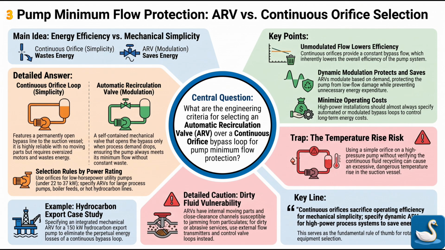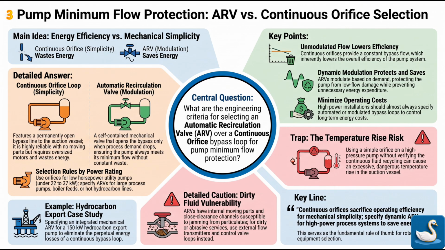And the alternative technology, the automatic recirculation valve. An ARV acts like a dynamic motion sensor faucet. It is a self-contained mechanical valve installed directly on the pump discharge nozzle. It features an internal spring-loaded check valve disc that modulates dynamically based purely on the main process flow rate. So it adapts. Yes. When process demand is high, the fluid velocity pushes the disc forward, which simultaneously closes the bypass port. 100% of the pump's energy is directed to the process. And when demand drops?